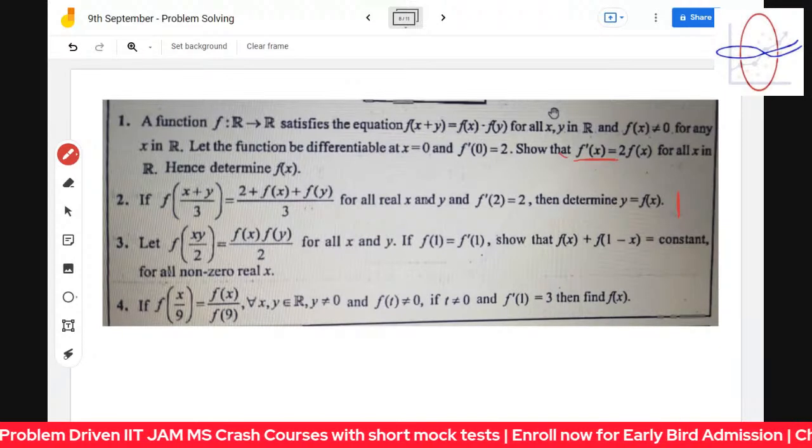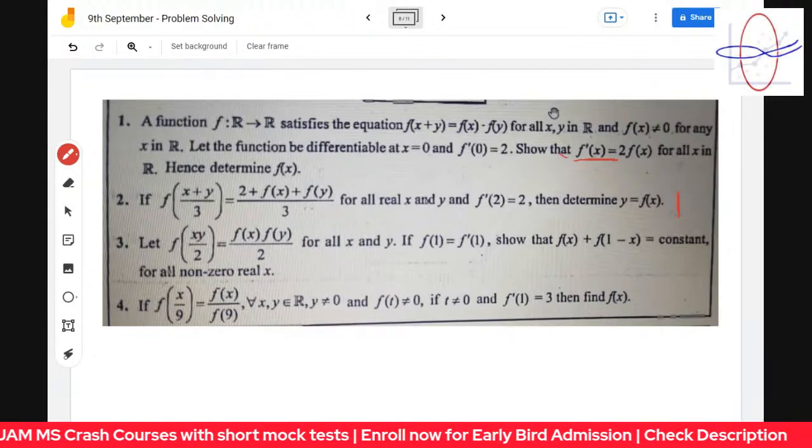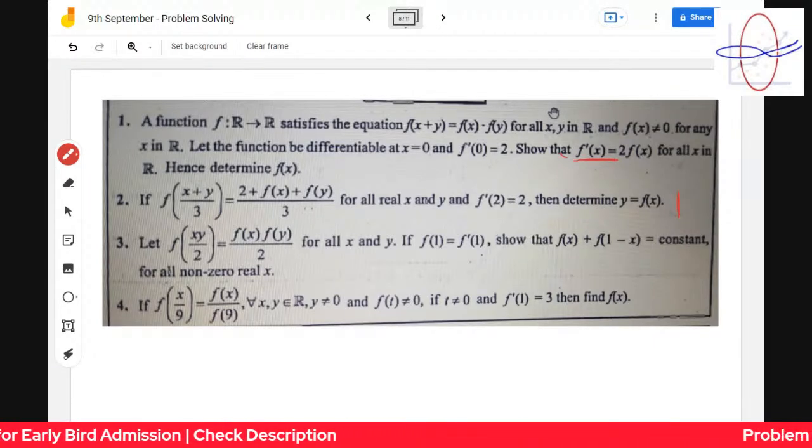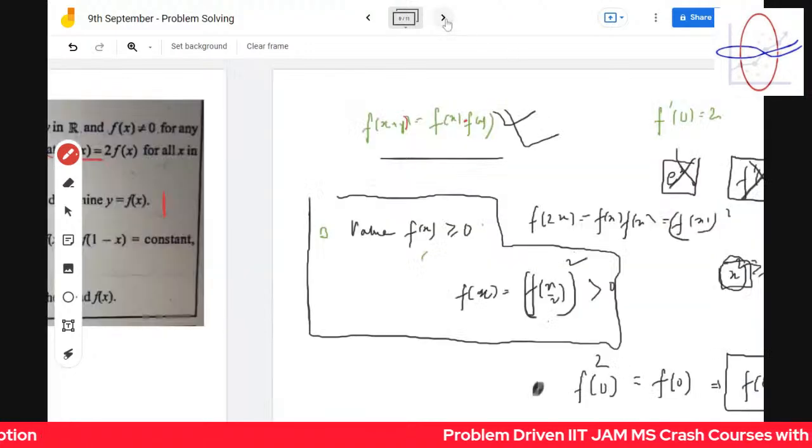Tishika, where are these problems from? Nikhil is asking. It's a Samvedna book. Which book? Samvedna is the author. What? I'll write it in the chat box. Okay, okay.